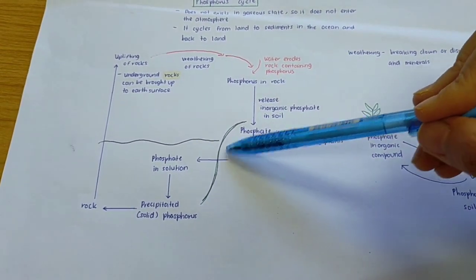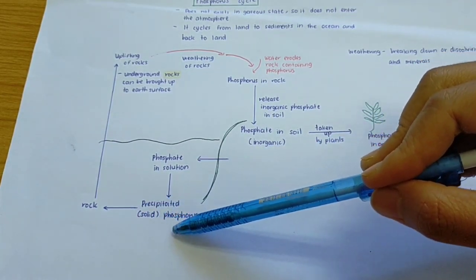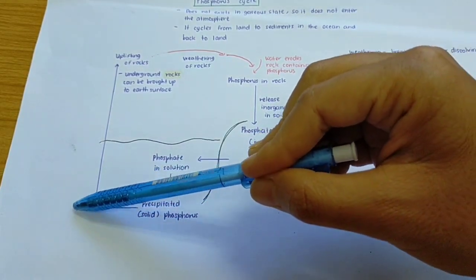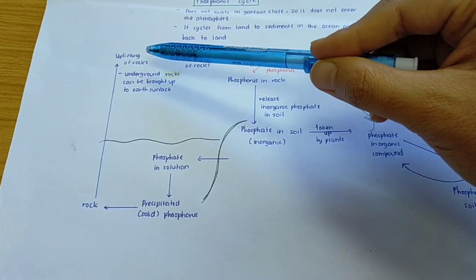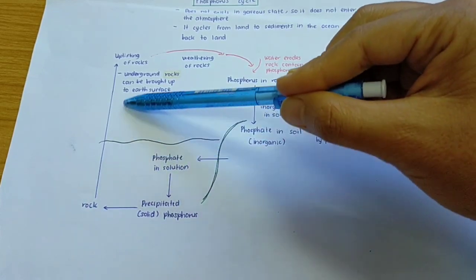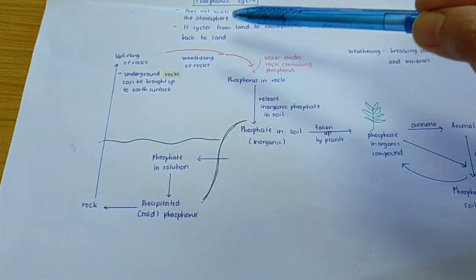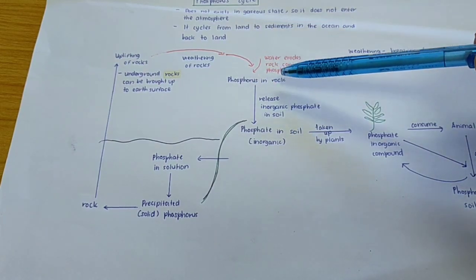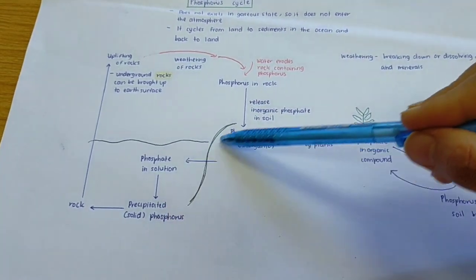And then besides that, phosphate in solution can form a precipitate of phosphorus. A precipitate is in the form of a solid, and then what happens? It will form rock. And then from here, the rock can undergo the process that we call uplifting. So what is the meaning of uplifting? It is when underground rock is brought up to the earth's surface. So rock is produced. So what happens? The process of weathering of rocks will occur once again. So when the erosion of rock occurs, it will release inorganic phosphate in soil. So this cycle will be repeated.